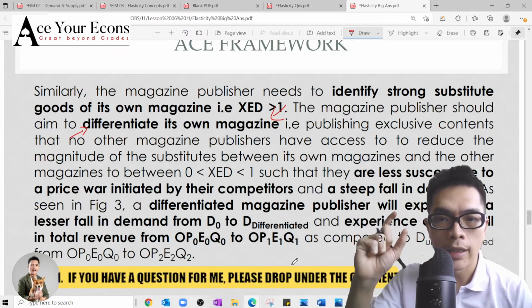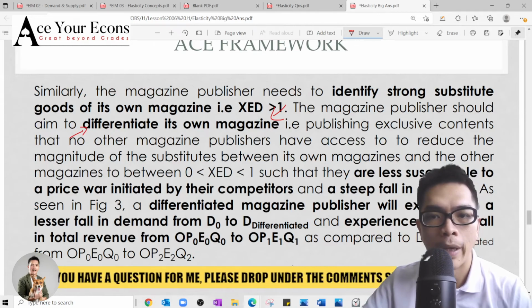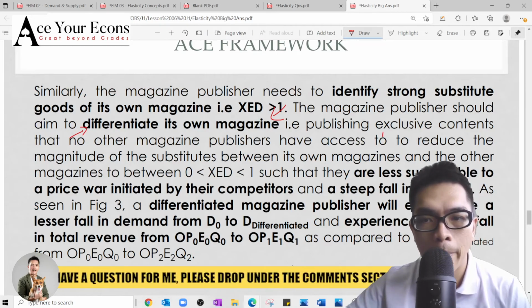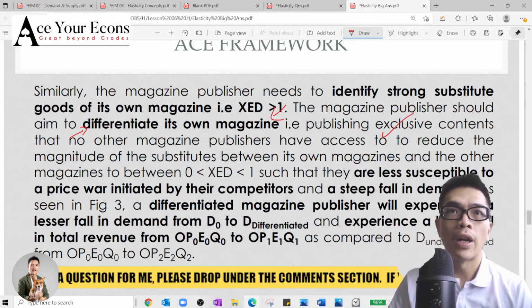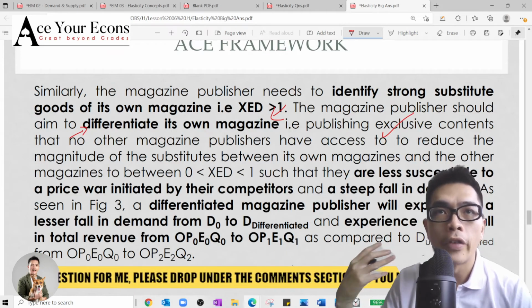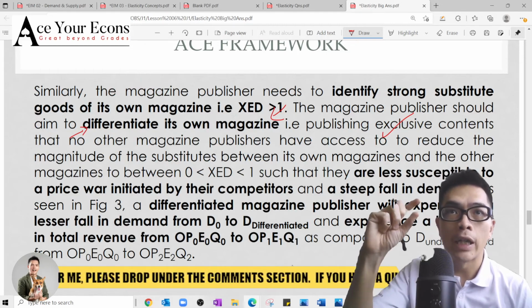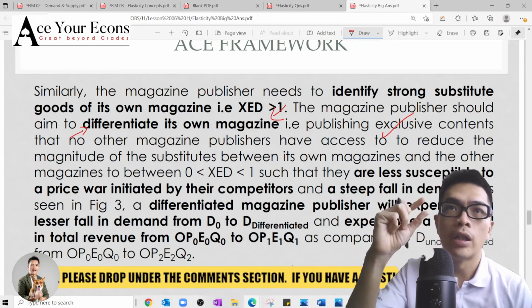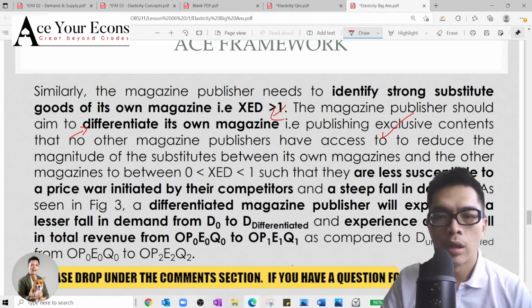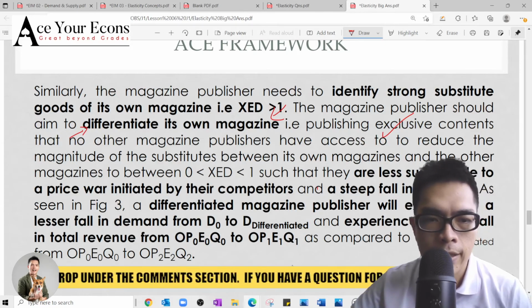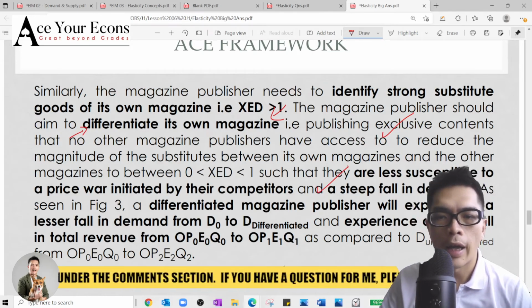So the context is important from the perspective of a magazine. You possibly want to publish exclusive content. You have scoops that are not available to other publishers. Then in that case, this will weaken your magnitude or the degree of substitutability, and you are going to be less susceptible to a price war and a steep fall in demand.